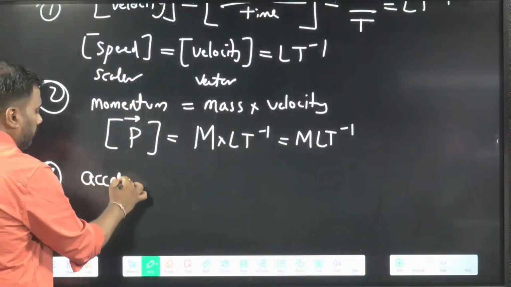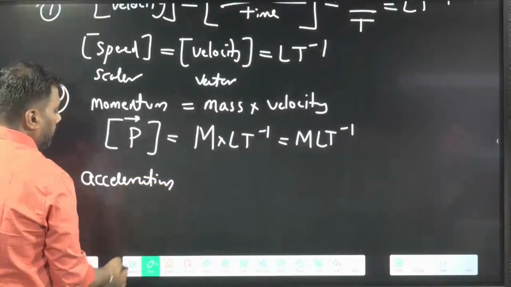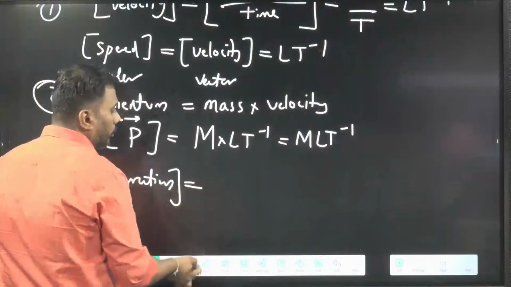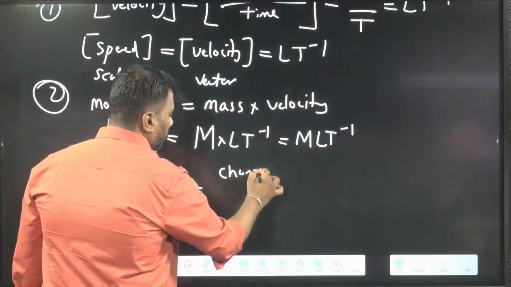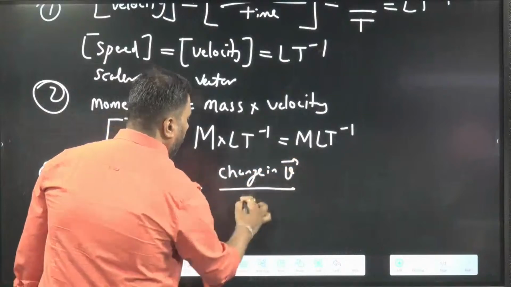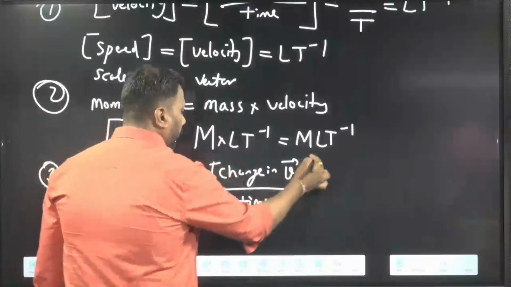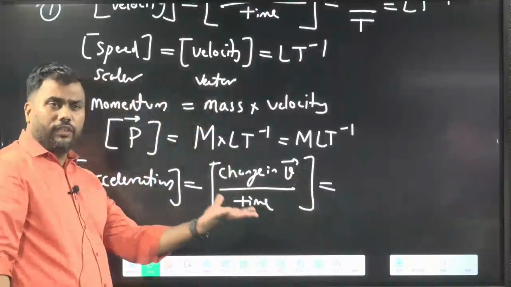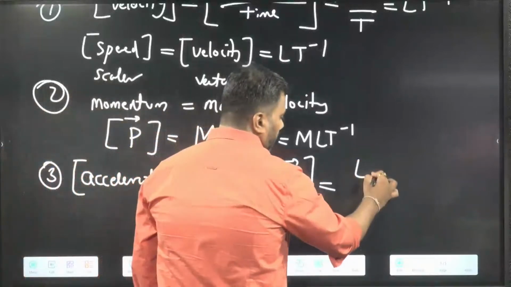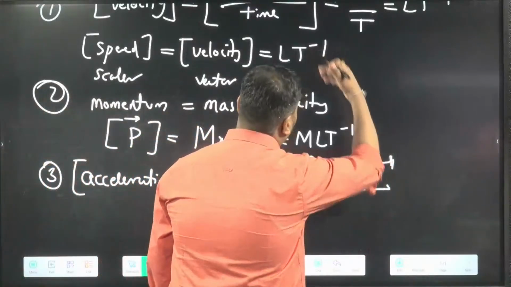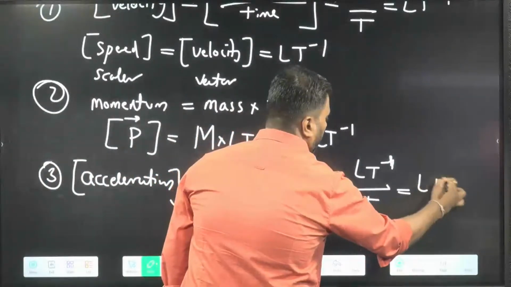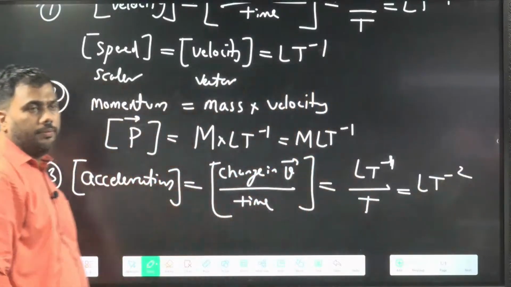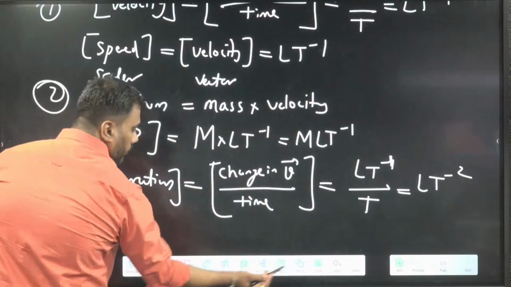Acceleration, which is change in velocity upon time taken. Change in velocity will also be having dimensions of velocity. So it is LT minus 1. We have just calculated it earlier. Divided by time. LT minus 2. Dimensions of acceleration, LT minus 2.